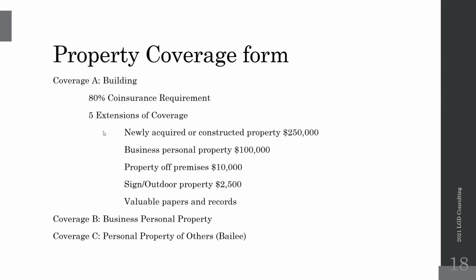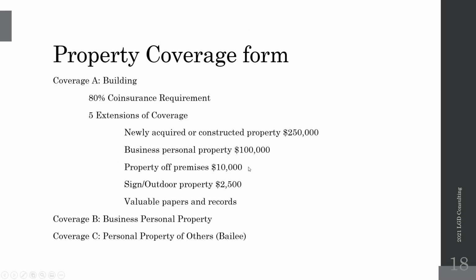So let's say you bought the building next door to the one you had. Well, when you buy the building, just like buying a car, you have a certain amount of time to notify the insurance company and add it on. In that interim period, we're going to give you $250,000 worth of coverage for that newly acquired building, or newly built. Not only will we give you $250,000 for the building, we'll give you $100,000 for the business personal property, or contents, in the building that you just bought. Okay.